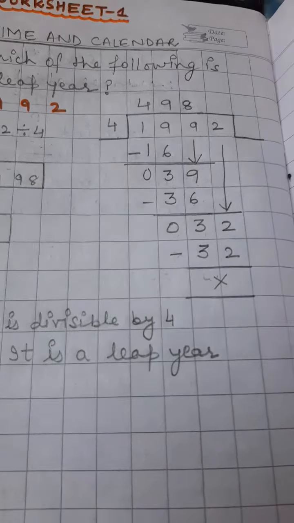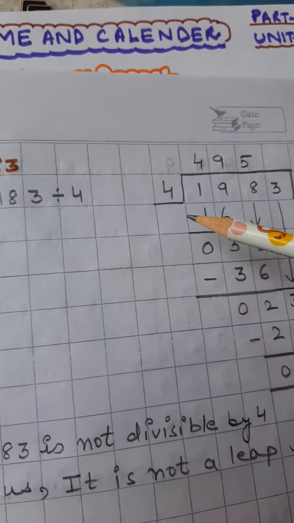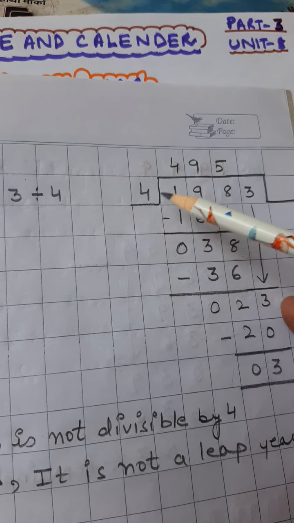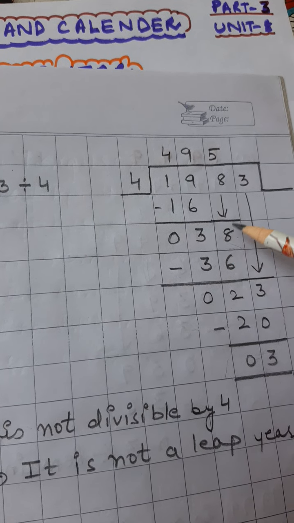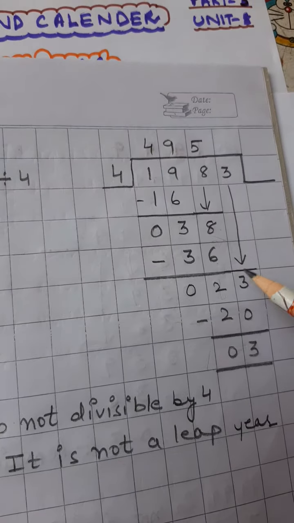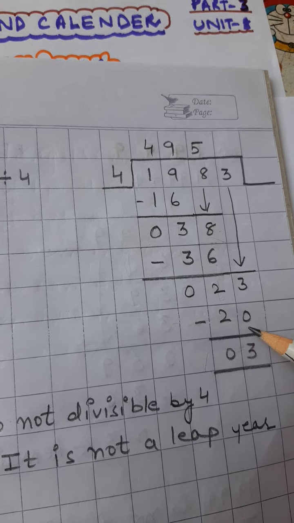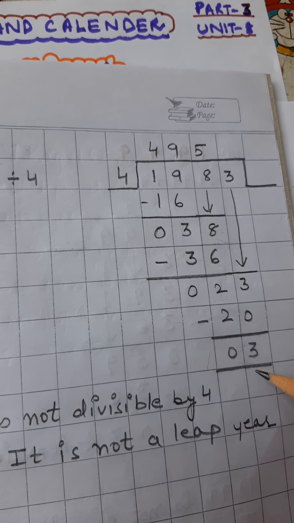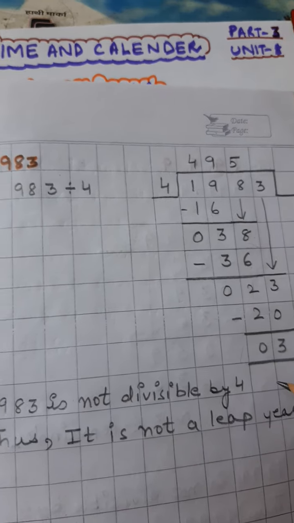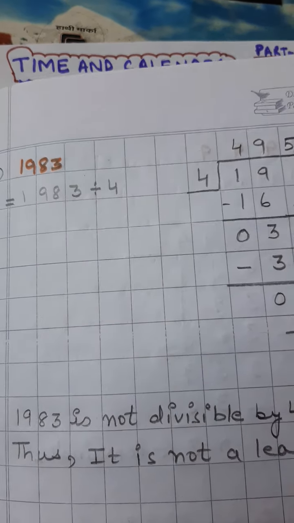In the B part, it is given 1983. So divide it by 4. When you divide it by 4, you will get remainder 3. Again recite the table of 4. 4 4s are 16. 3 is the remainder. Bring down 8. 4 9s are 36. 2 is the remainder. So bring down 3. It becomes 23. 4 5s are 20. 23 minus 20 is 3. So the remainder here is 3 and no other digit is there to bring down. That means 1983 is not divisible by 4. So it is not a leap year.